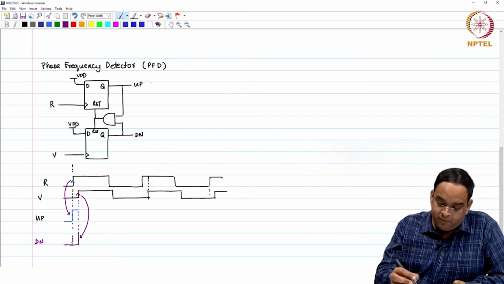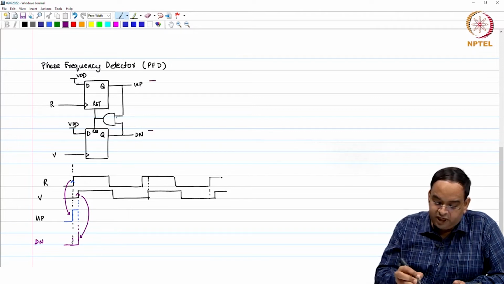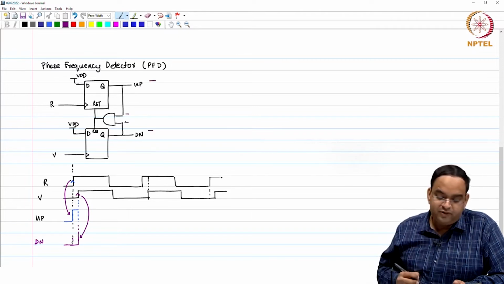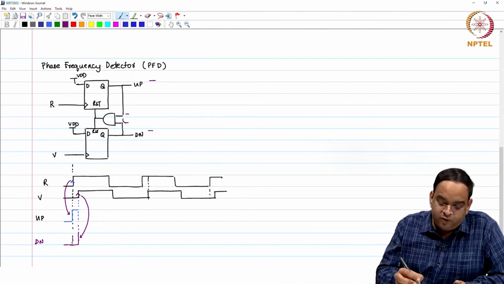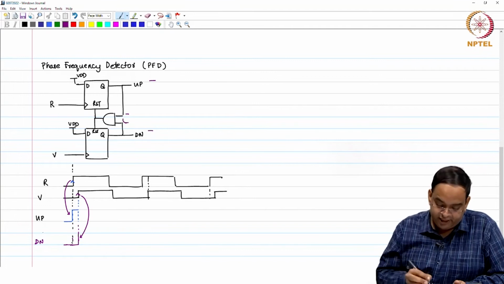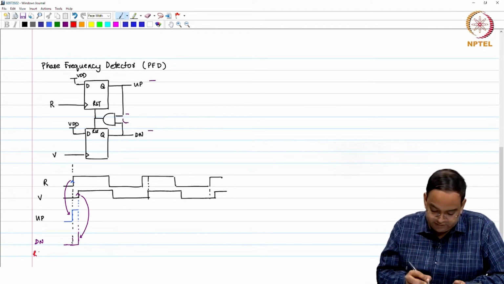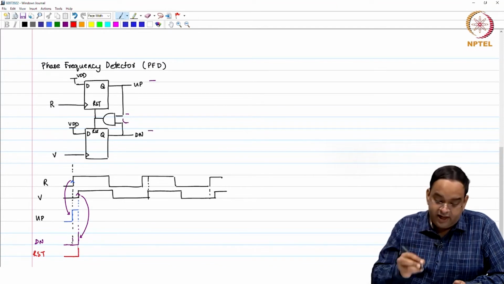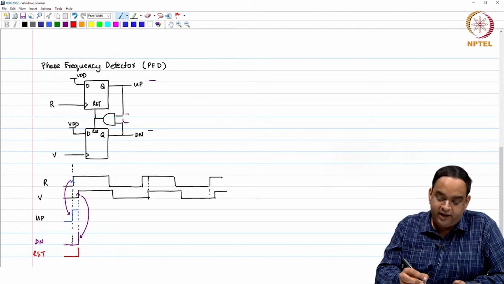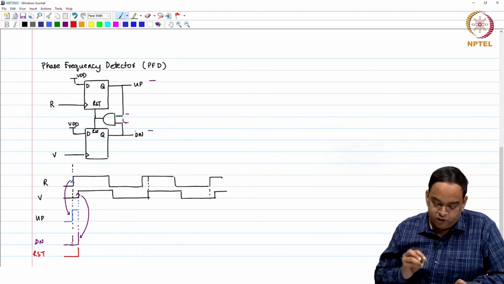Now, as you see, up was already high and down also goes high. So, both the inputs of the AND gate are high now. Because they both are high, the reset signal goes high. So, as soon as both the up and down signals go high, your reset signal goes high, and if the reset signal goes high, then both up and down will be brought to 0.